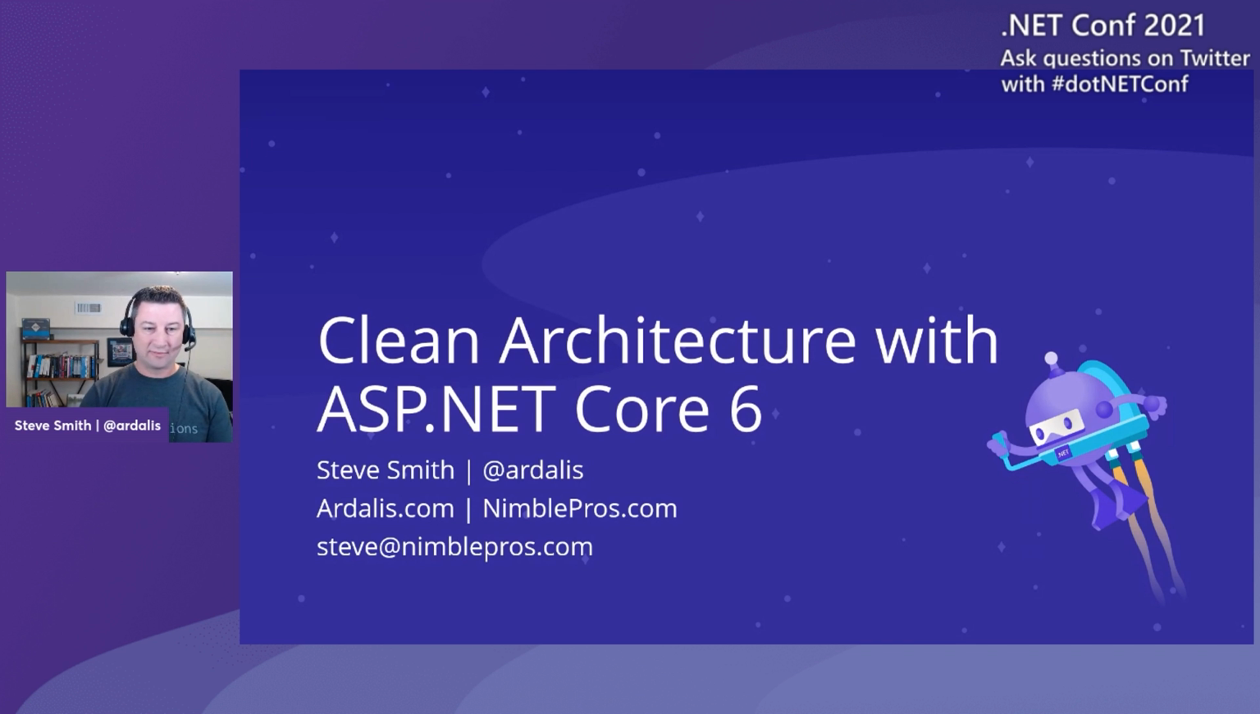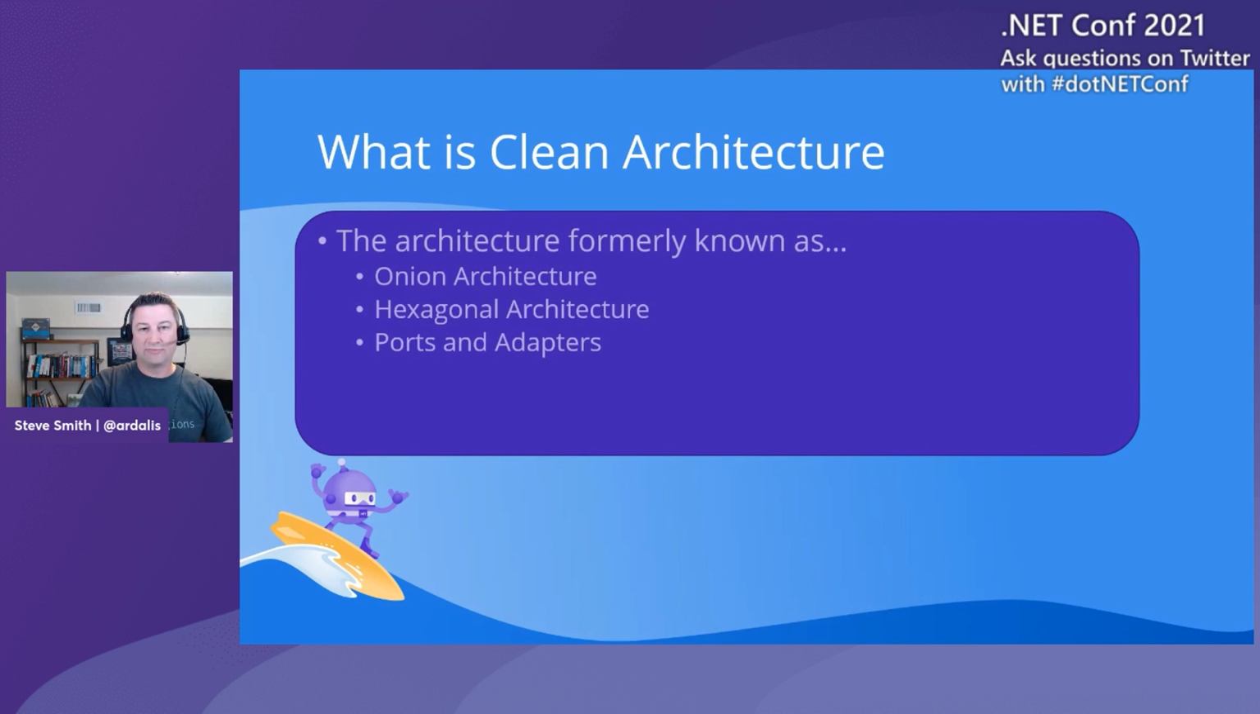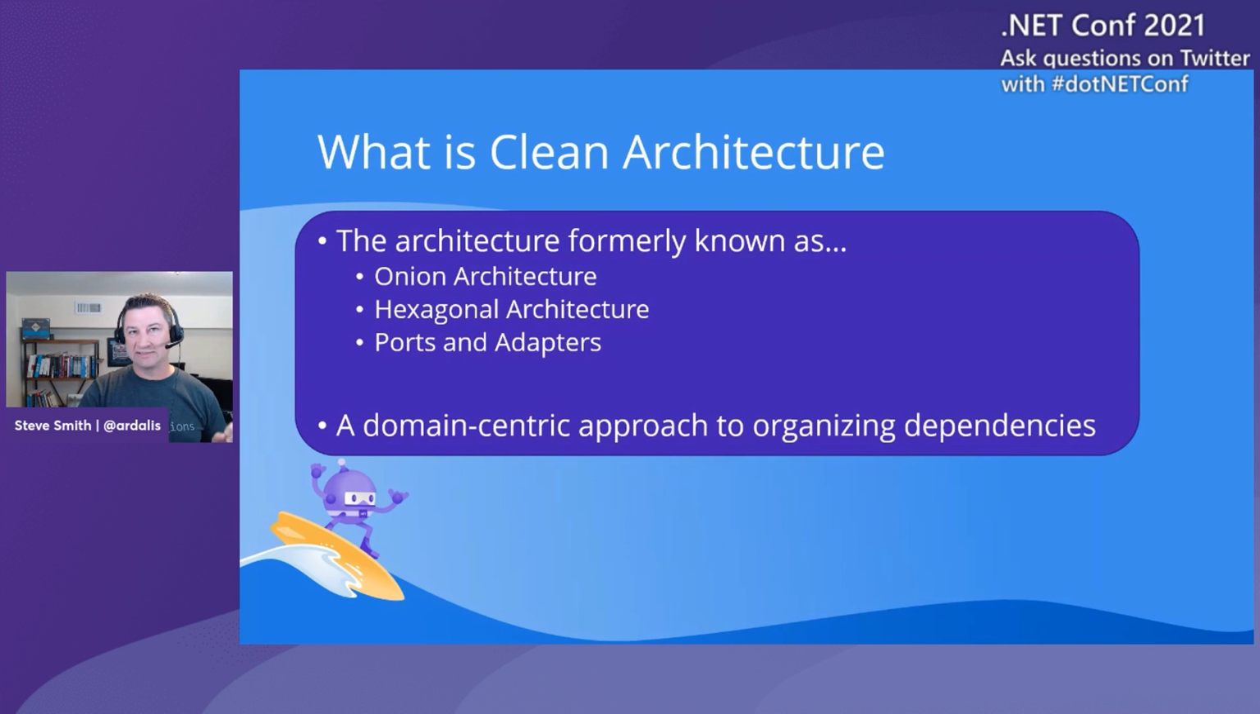All right, so let's just talk about what is clean architecture. Very briefly, clean architecture formerly has gone by other names. These include things like onion architecture, which my friend Jeffrey Palermo came up with that name and some blog posts about, I think it's been like 10 years now. Hexagonal architecture or ports and adapters were also commonly used names even before that. But basically, it's a domain centric approach to organizing the dependencies in your application.